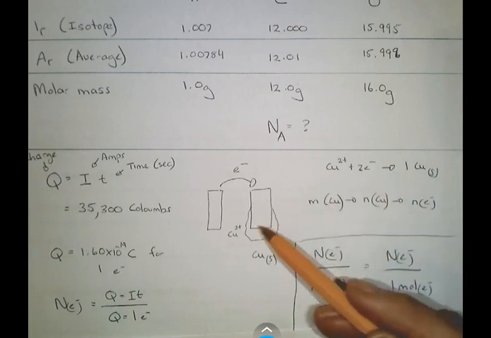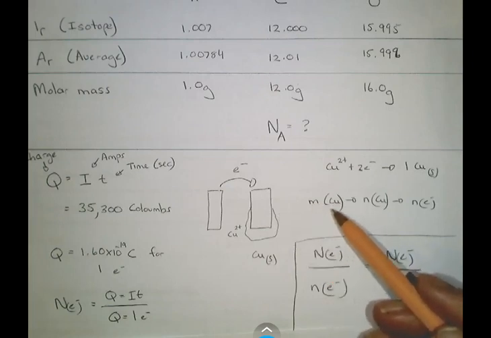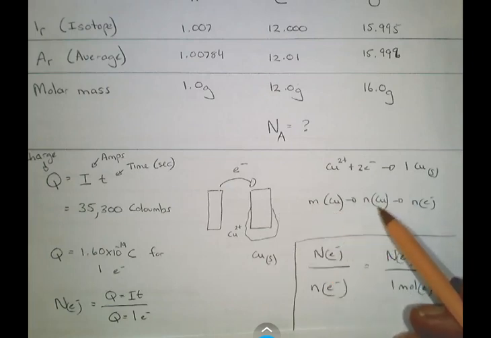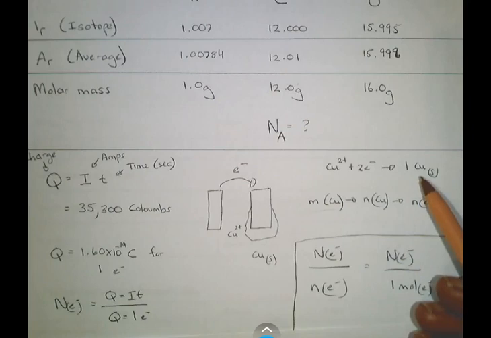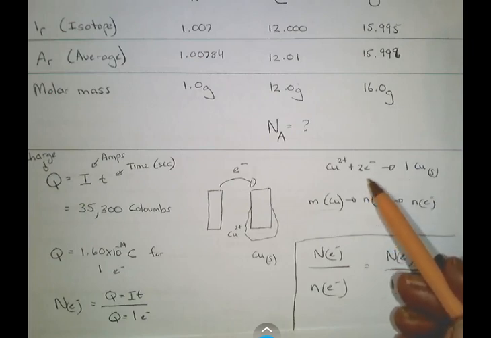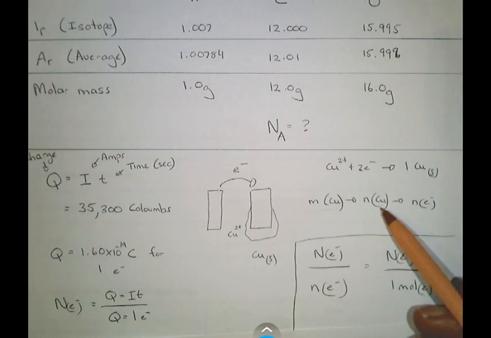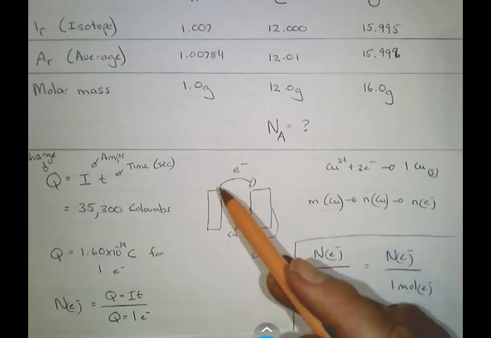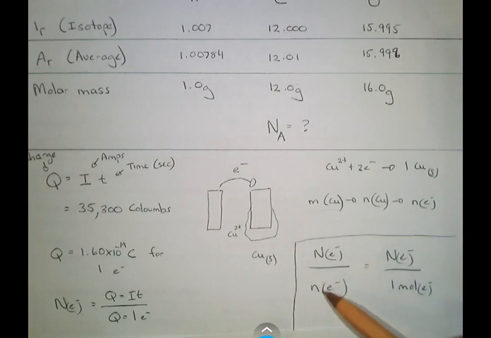So if you know the mass of the copper that you've added, you can turn that into the number of moles of copper. For every 1 mole of copper, you would have had 2 moles of electrons. For every 1 copper atom, you would have had 2 electrons. So for every 1 mole, you would have twice that number of electrons. So we can relate the number of electrons that we've added to how many moles of electrons we've added.